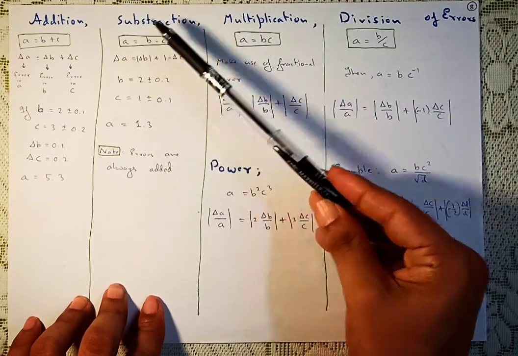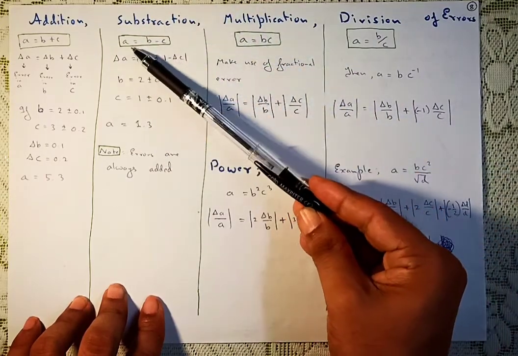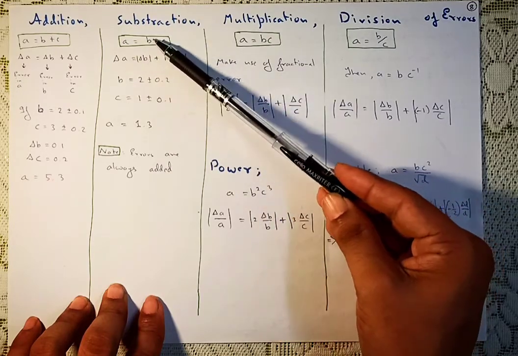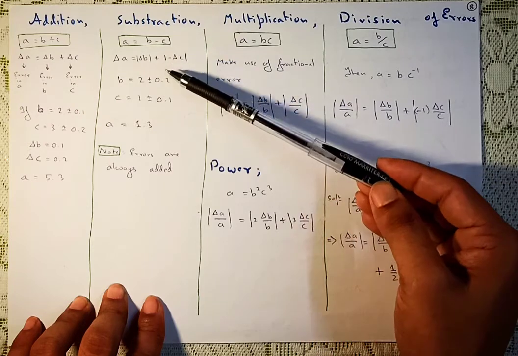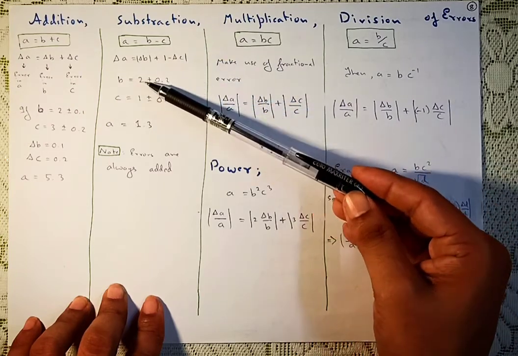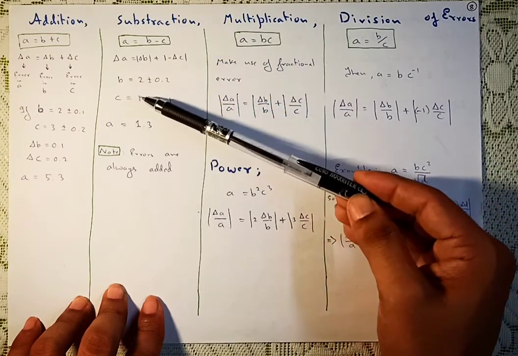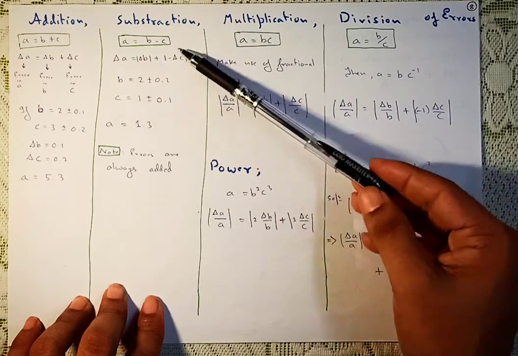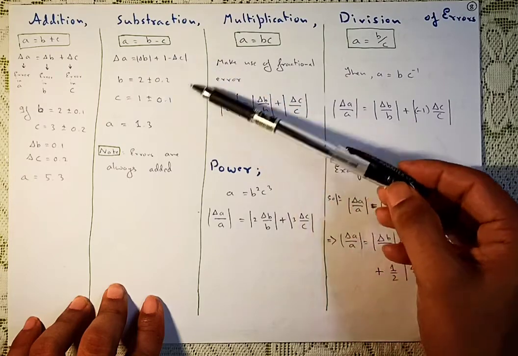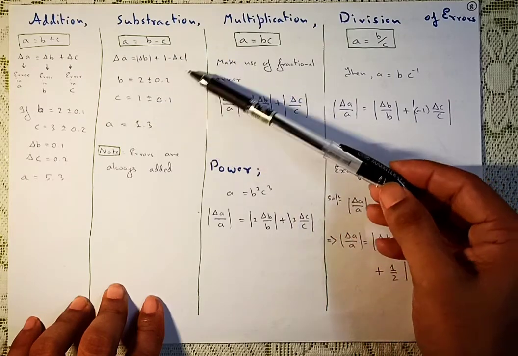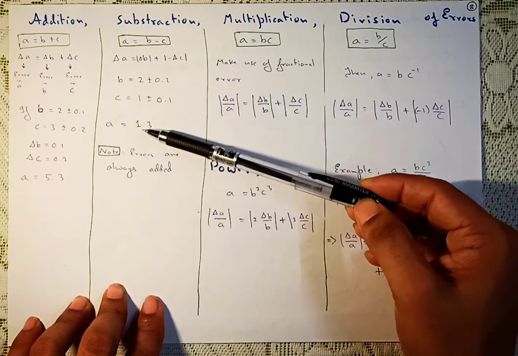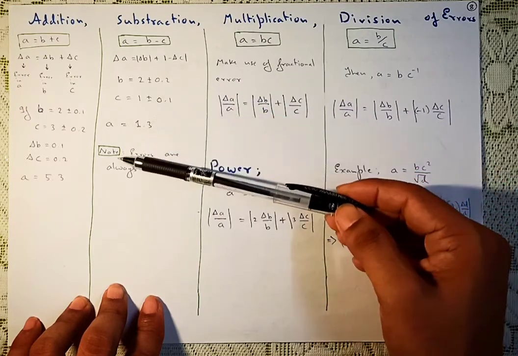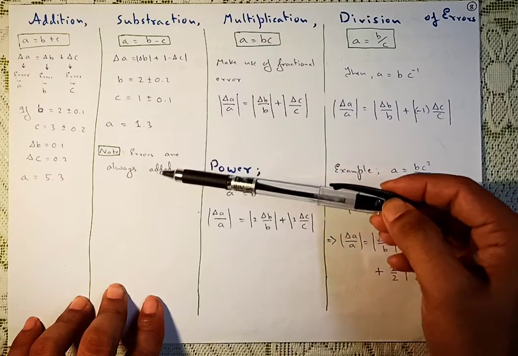Now, talking in terms of subtraction, delta A is the error in A, delta B is the error in B, delta C is the error in C. Here B is given to be 2 plus minus 0.2, C is 1 plus minus 0.1. Again, as I told you, errors are not subtracted, they are added up. Therefore, this again becomes 0.3. So the maximum error here is 0.3. Hence, note, errors are always added.